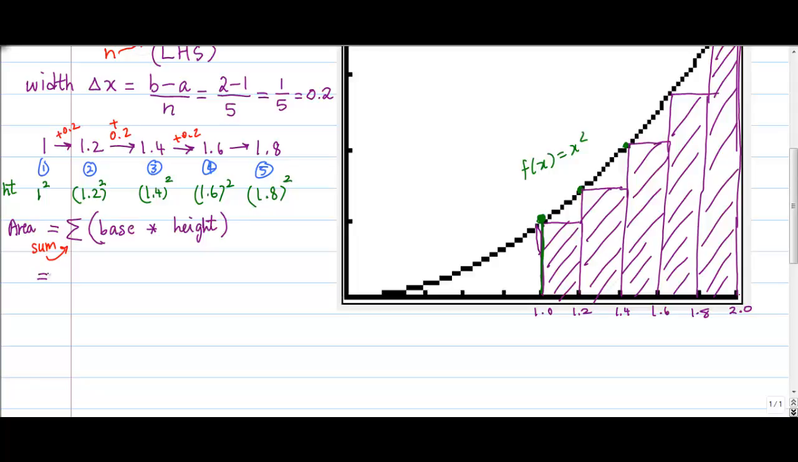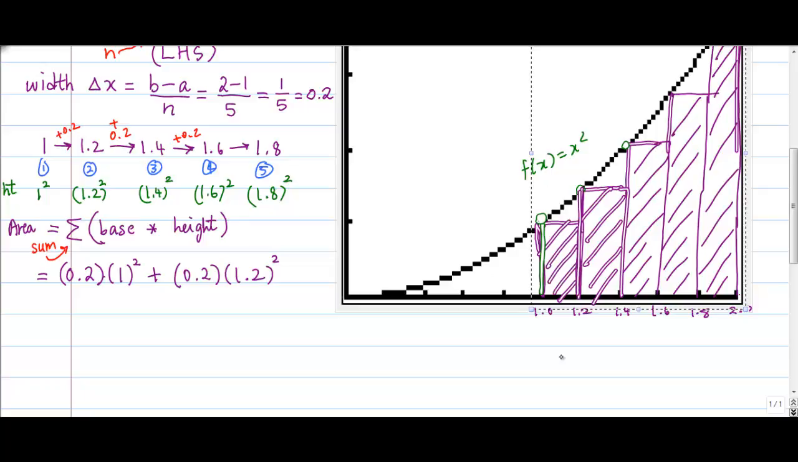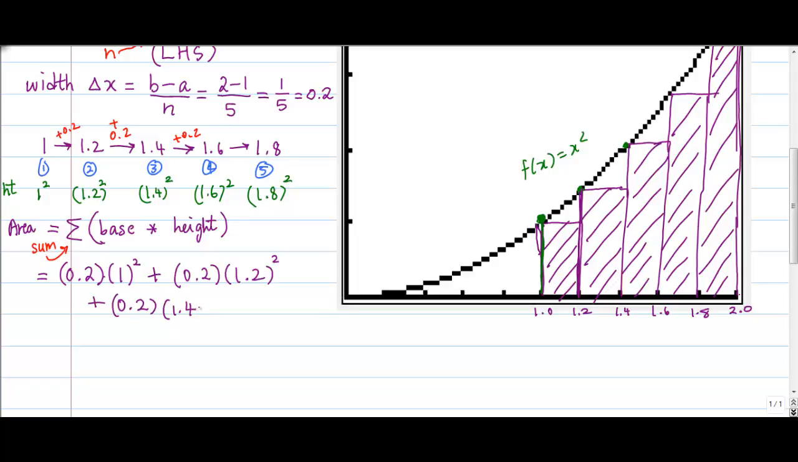So the first rectangle has a base of 0.2, right? That's what we calculated each of the widths to be. And then the height will be 1 squared. The second rectangle has a base of 0.2. Its height will be 1.2 squared, right? Again, remember, look at the height. The height here is where this point touches the function. It touches the function at 1.2 quantity squared, because that is the function. Okay? And then the third one is 0.2, so again the base times the height, 1.4 squared, plus the base, 0.2, times the height, 1.6 squared, plus the base, 0.2, times the height, 1.8 squared.